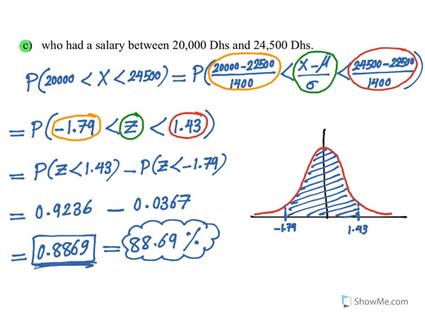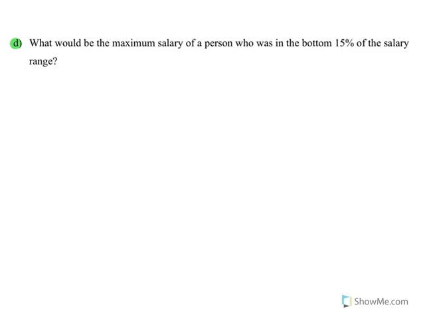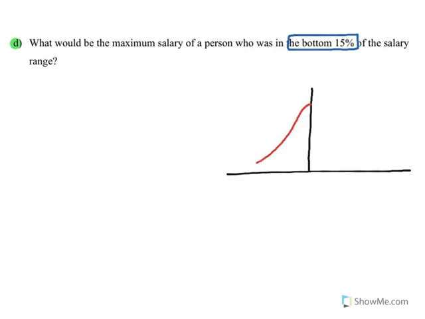Okay, and let's go to the last part. What would be the maximum salary of a person who was in the bottom 15% of the salary range? So let's understand this first. I'm going to draw the graph so that you understand it better. This is the standard normal distribution curve, and you want the bottom 15%. So this means that you want the area below this part, the area here, to be 15%.